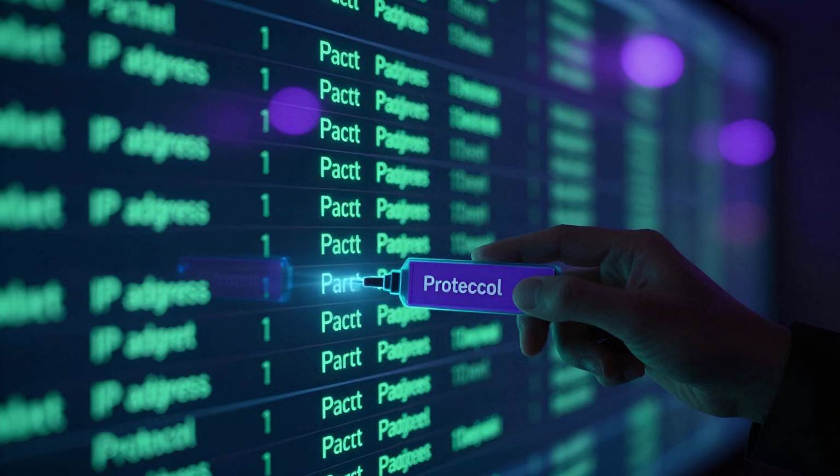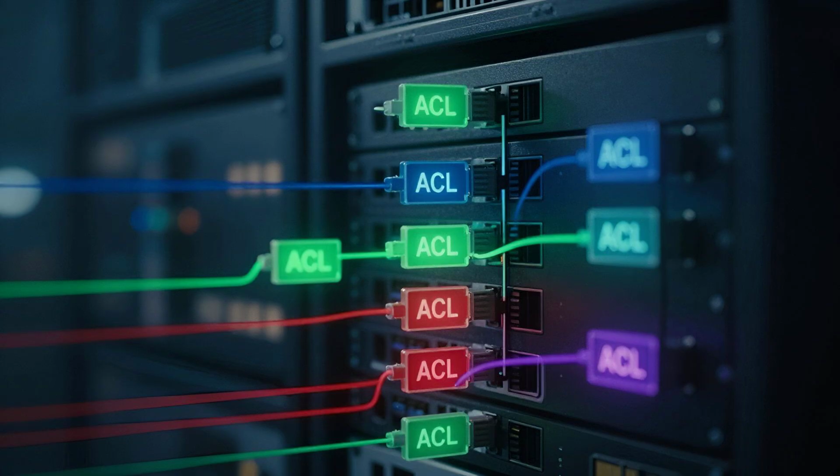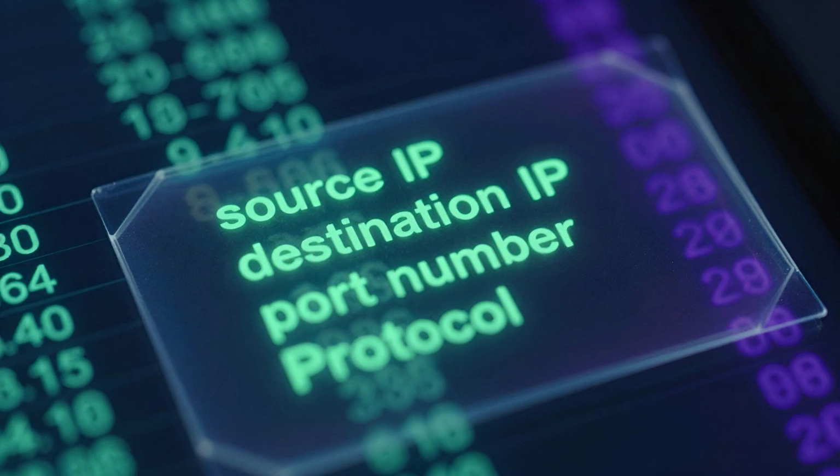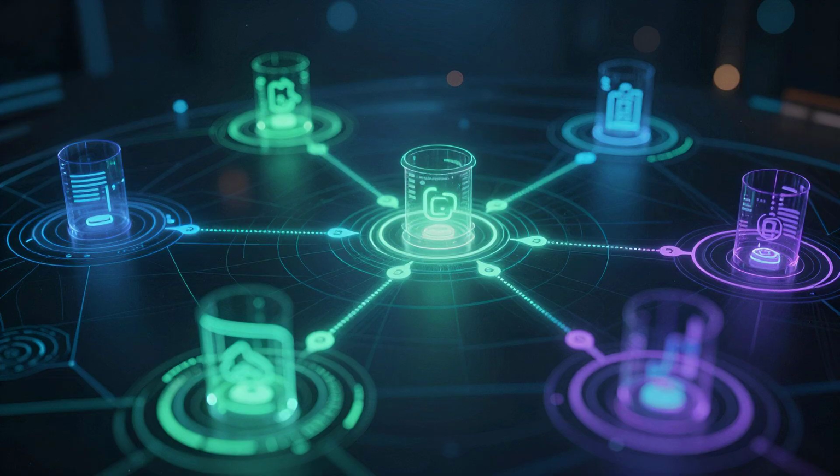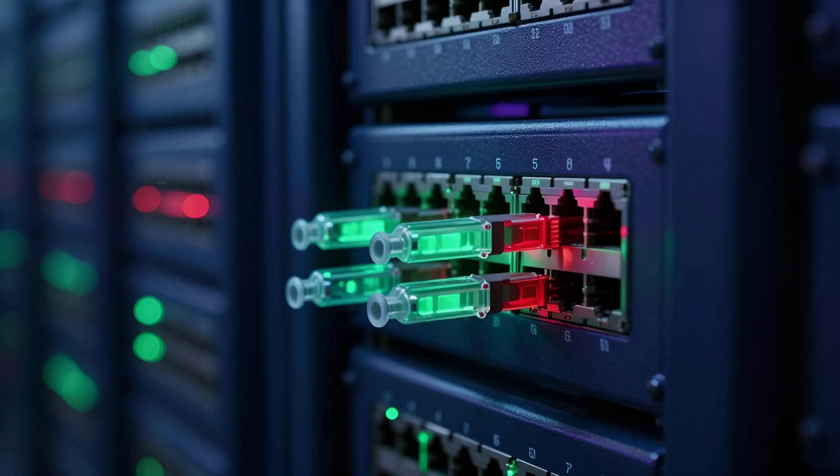data can pass through. Access control lists, or ACLs, are sets of rules used by firewalls and routers to filter network traffic. ACLs determine which packets are permitted or denied based on criteria like source, destination, port number, and protocol. Ports are virtual communication endpoints that allow applications and services to send and receive data over a network. Firewalls use port and protocol information to allow legitimate traffic while blocking suspicious or unnecessary connections.